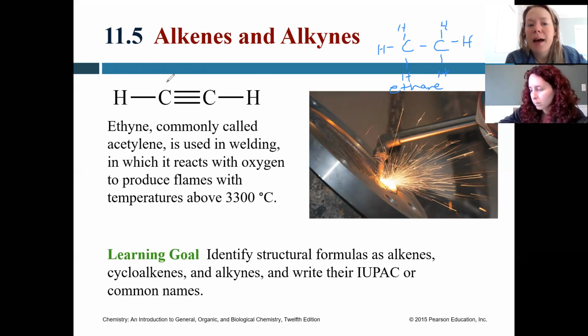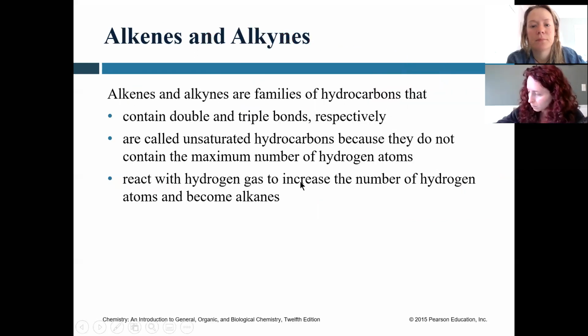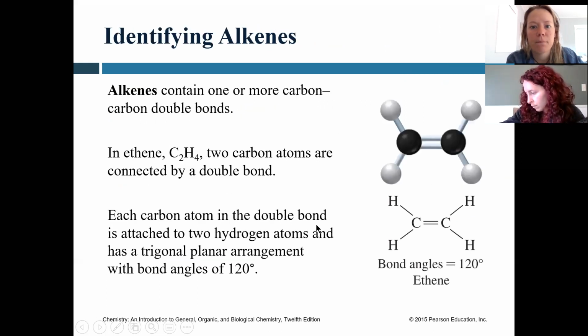But because ethyne has a triple bond, the open slots for the carbons are being occupied with the bond, so they can only have 1 hydrogen on each side. The saturated would have 3, the unsaturated would have 2 or 1. These guys are very reactive with hydrogen gas. They can react with hydrogen gas to increase the number of hydrogen atoms and then transform into an alkane. And I'll show you that structure a little bit later.